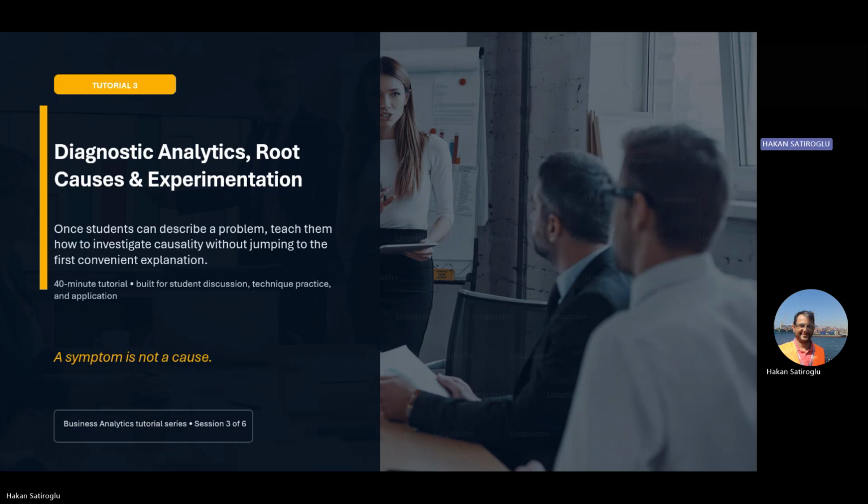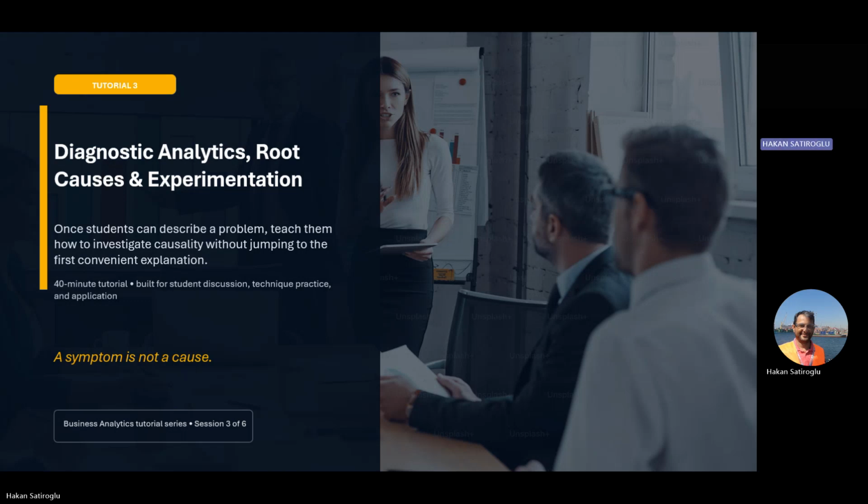In business settings, people often jump quickly from a visible problem to a preferred explanation. For example, if sales drop, someone may immediately blame price, staff, or marketing. Diagnostic analytics teaches students to slow down, generate possibilities, and test them with evidence. That is a valuable professional skill because many weak decisions come from overconfidence rather than lack of data.